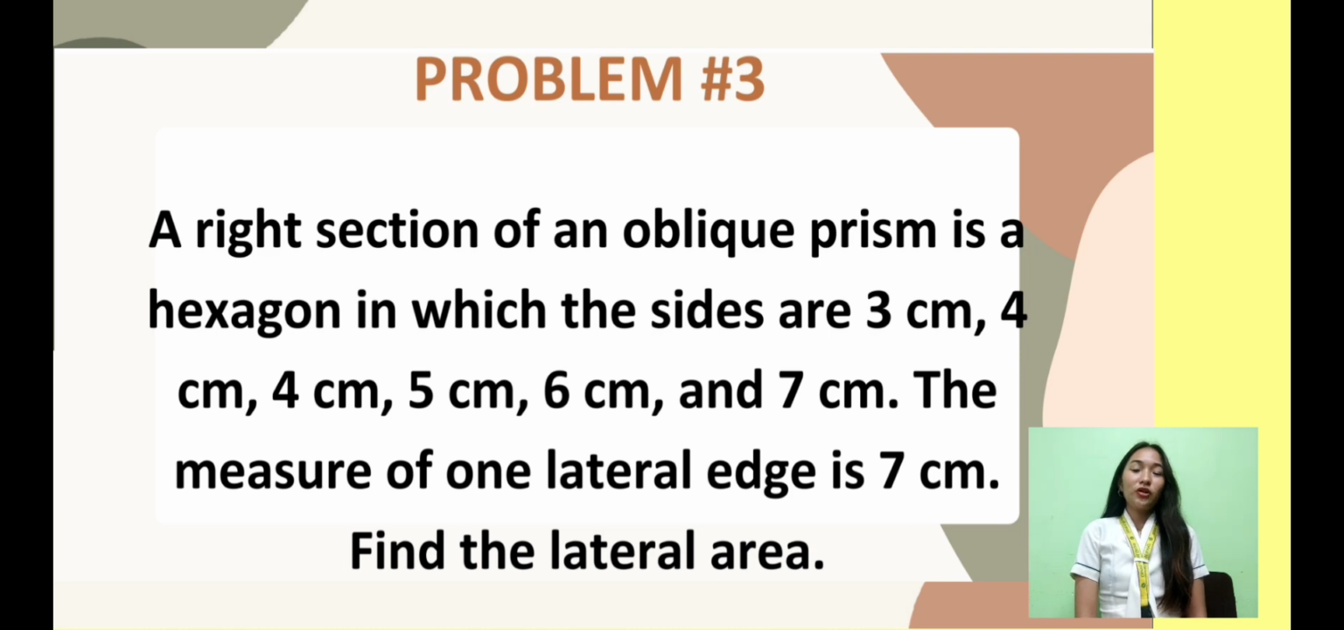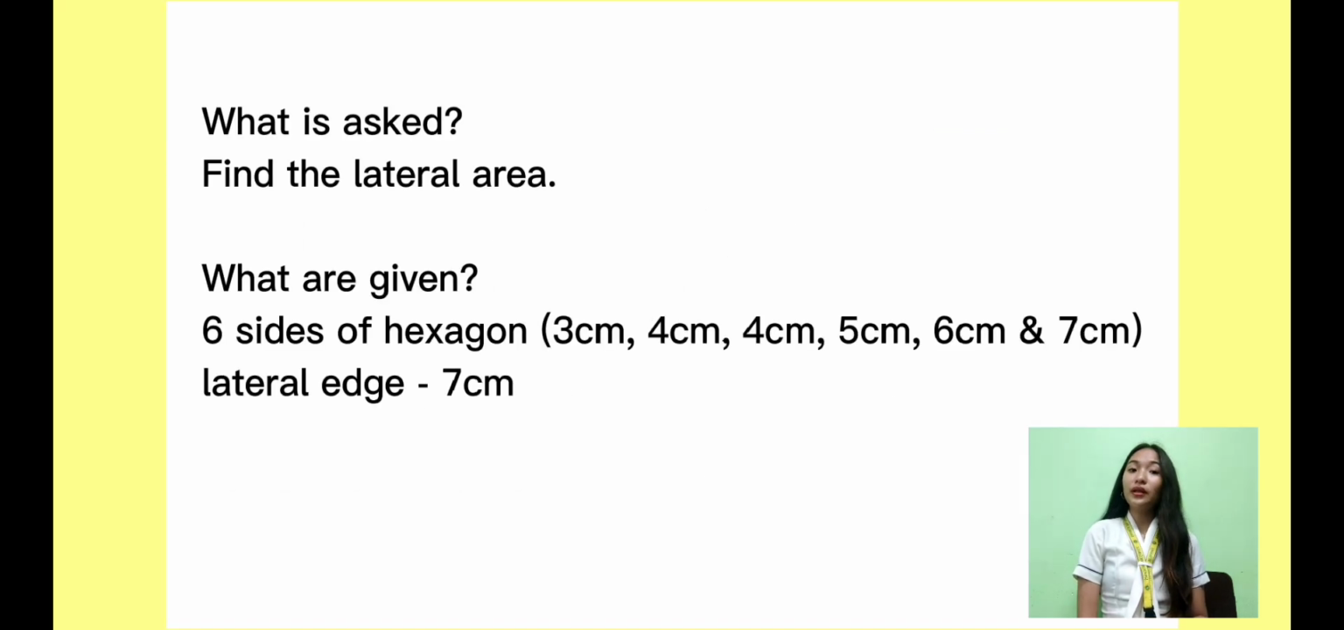So let us try another problem here. A right section of an oblique prism is a hexagon in which the sides are 3 centimeters, 4 centimeters, 4 centimeters, 5 centimeters, 6 centimeters, and 7 centimeters. The measure of one lateral edge is 7 centimeters. Find the lateral area. So first, we will identify what is asked and what are given. What is asked here is to find the lateral area, and what is given is the lateral edge, which measures 7 centimeters, and the 6 sides, since it is a hexagon.